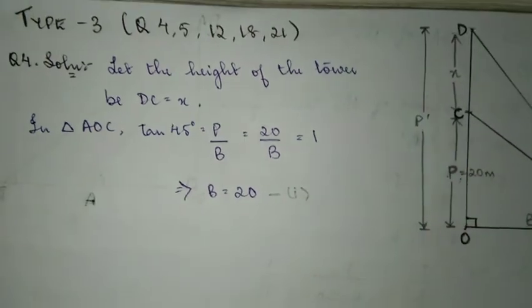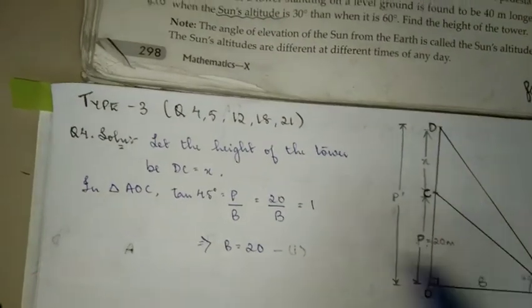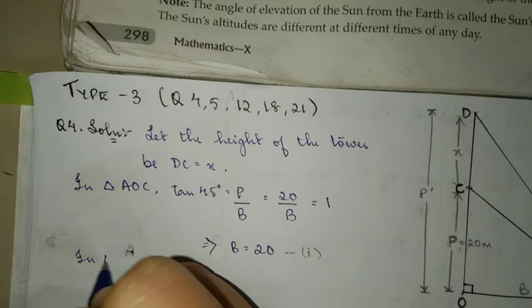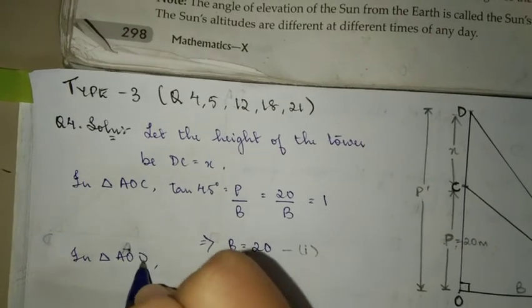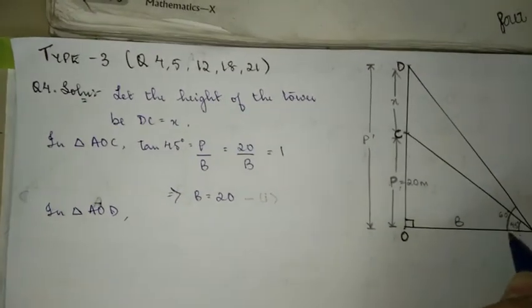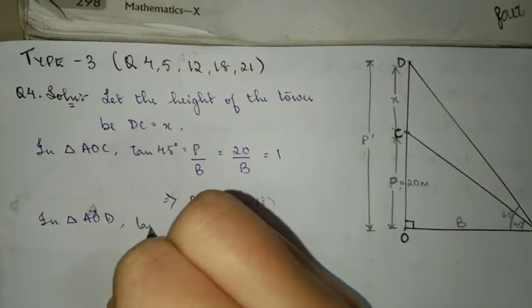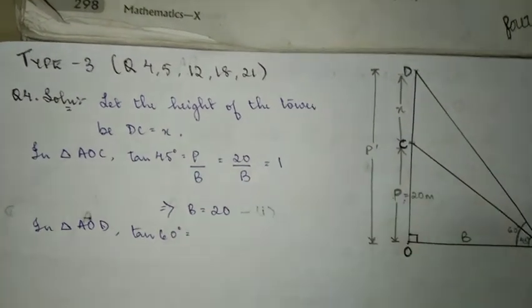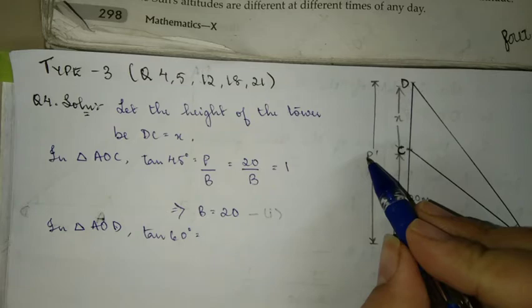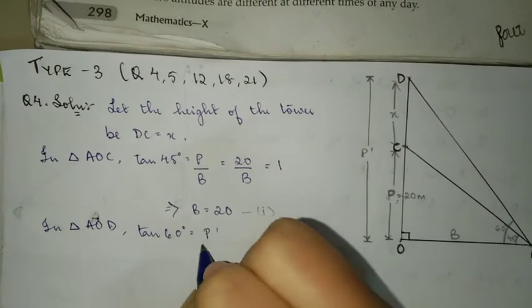Again we're going to do the same thing for the bigger triangle, triangle AOD, okay. In triangle AOD, tan 60 degree is p dash by b.